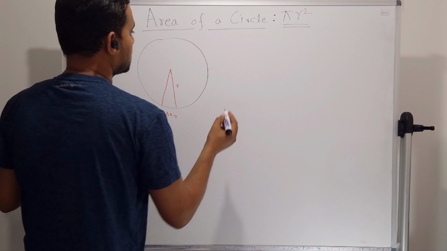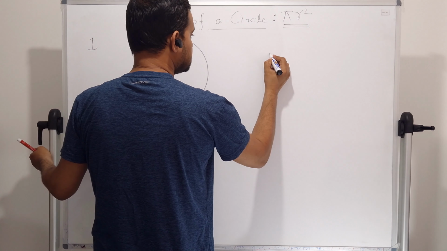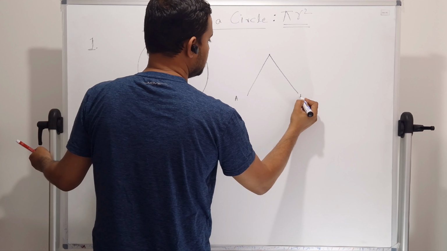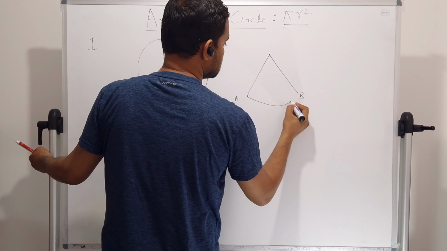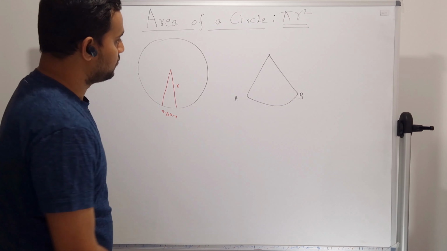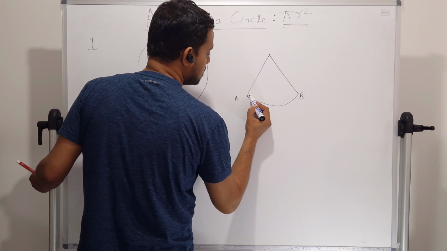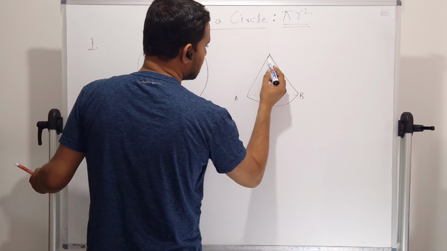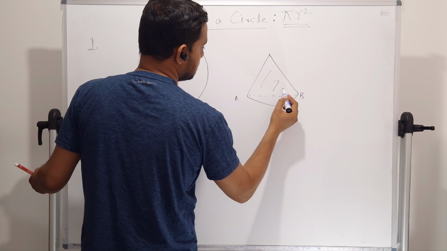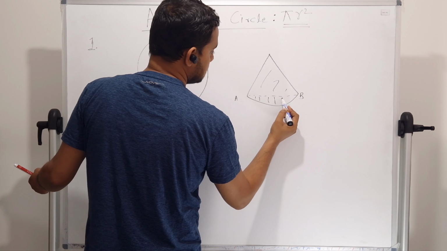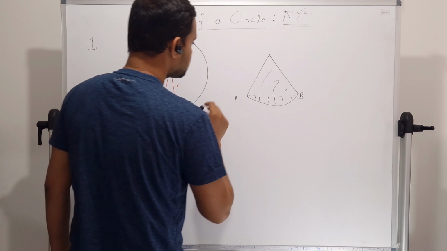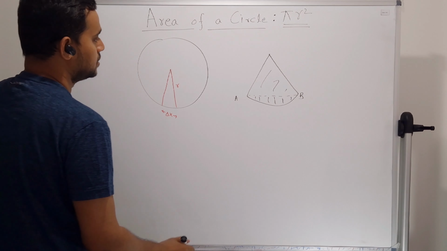Let's see. So we have this slice. Let's say these points are A and B. This is a slice, and we have to find this area. If you look closely, this part is a triangle. This area can be found, this upper part, but this part is still hard because of the circular nature of the arc. So it is still hard.